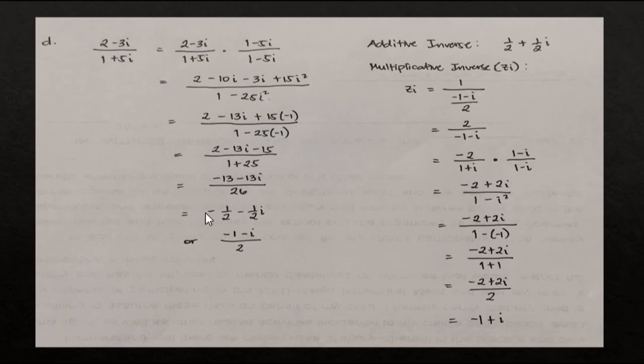So in standard form, we can have negative 13 over 26, that is negative 1/2, minus 13 over 26 again is negative 1/2 i. So this is the standard form, but we can also write it as this. Negative 1 minus I all over 2.